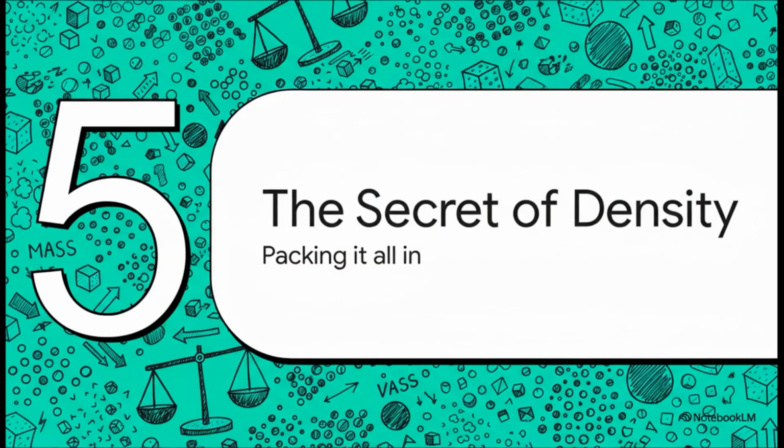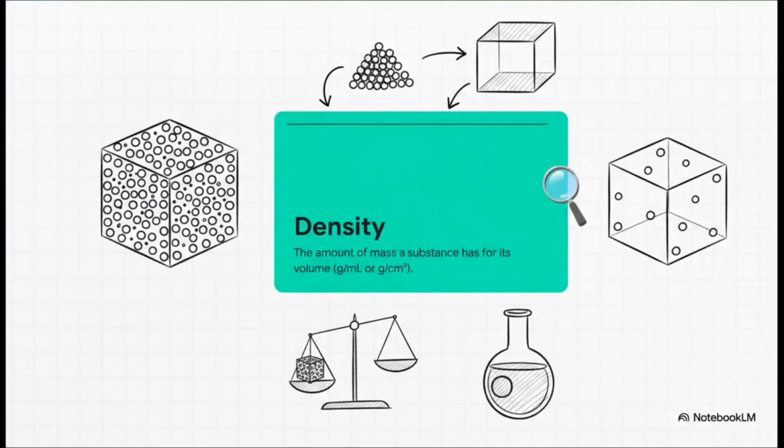All right, now for the grand finale. We're going to look at the one concept that ties mass and volume together in a beautiful way. This is where it all comes together. Let's talk about density. So what is density? It's really just the answer to the question how much stuff is crammed into a certain amount of space. It's the relationship between an object's mass and its volume.